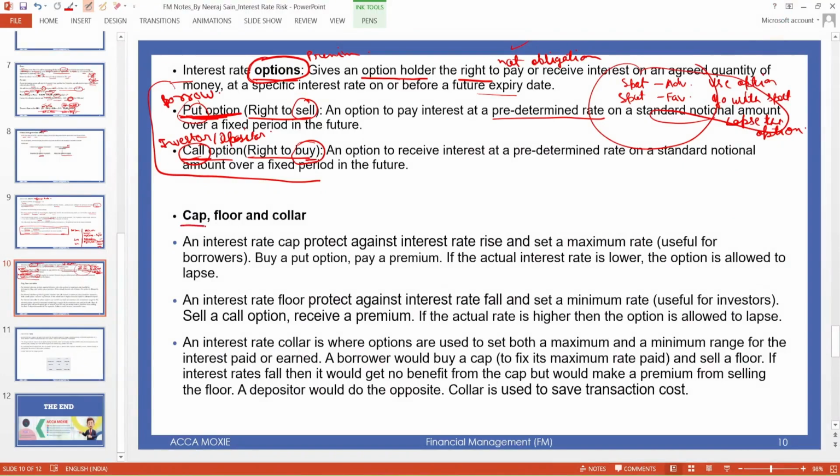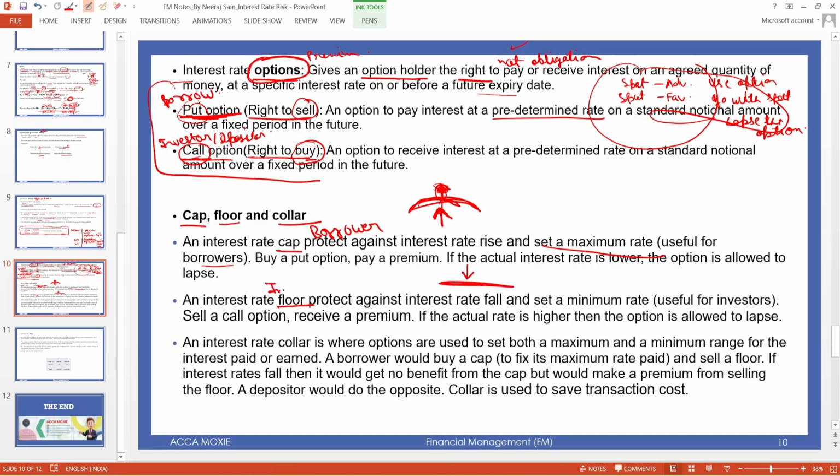Okay, so cap, floor and collar. The cap is useful for the borrower, because the cap will protect the borrower from a rise in interest rate. Okay, this is like the cap: the interest rate cannot go beyond this. So the cap is for the borrower, protecting against rising interest rates. It sets a maximum interest rate for the borrower, and the floor is for the investor.